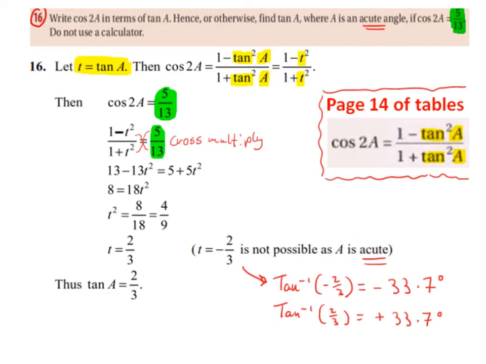So for example, if we were to do tan to the power of minus 1, so the inverse function of tan, minus 2 over 3, we would get minus 33.7 degrees, which is not possible. But what is possible is the inverse function of tan, 2 over 3, which gives us positive 33.7 degrees.